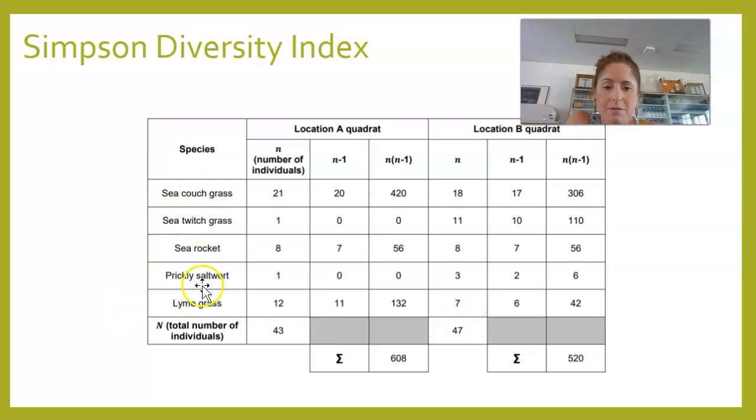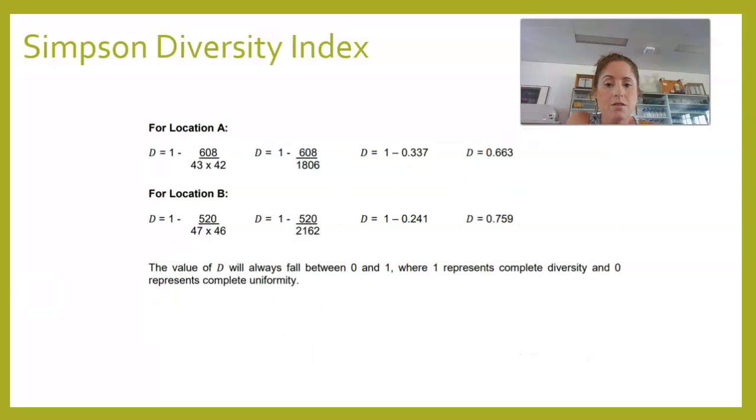Keep in mind that when we look here, our species richness is 5 for both. There are 5 species found at both sites. And so here is the math. We say 1 minus 608 divided by 43, where 43 for location A was capital N, times capital N minus 1. So it's 43 times 42. So what's 1 minus 608 over 1806? And then we end up with a diversity index of 0.663.